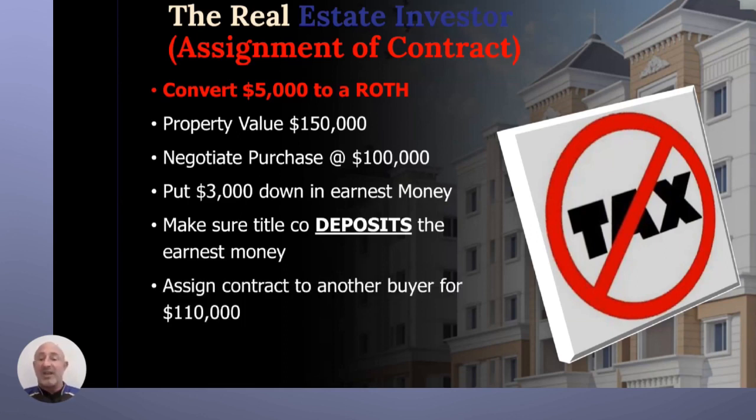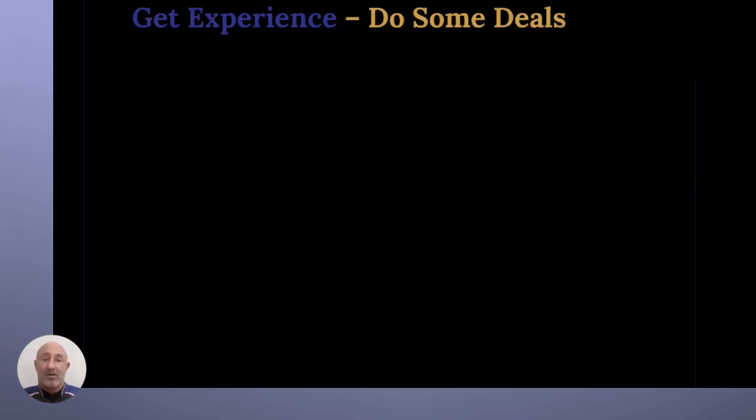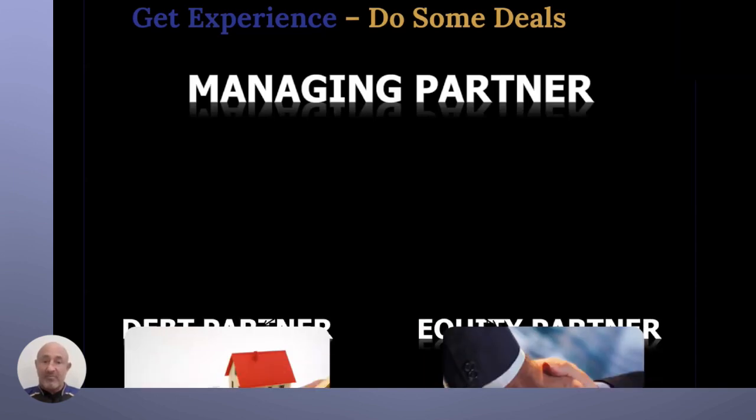Then you assign the contract to another buyer for $110,000, which is easy to do if it's worth $150,000. Real estate investors do this all the time. Now your Roth just made a 200% return. So you invested $3,000, you got back $10,000 with an assignment of contract strategy inside of your Roth IRA, all tax-free. Get some experience, then do some deals.